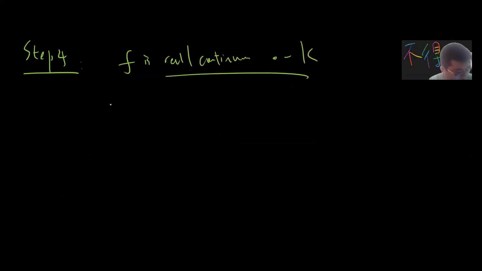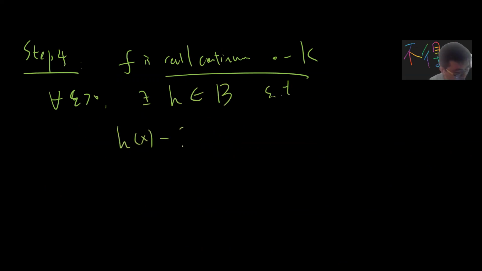Okay, so step 4. Step 4 says that if f is real and continuous on a compact set K, and we are going to prove the result, right? For any epsilon greater than 0, there is a function h belonging to B such that |h(x) - f(x)| is less than epsilon. Yeah, this is the result, right? The uniform closure of A can be arbitrarily close to any continuous function. Okay, so this is what we're going to prove.